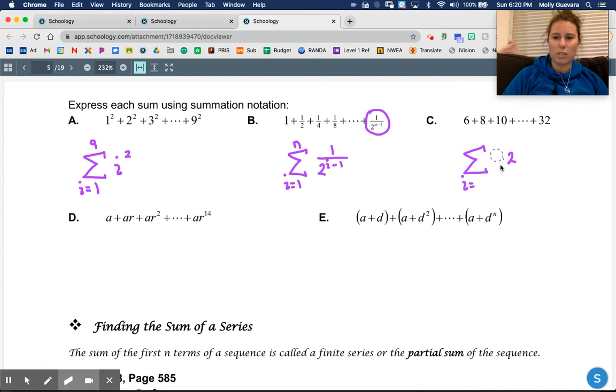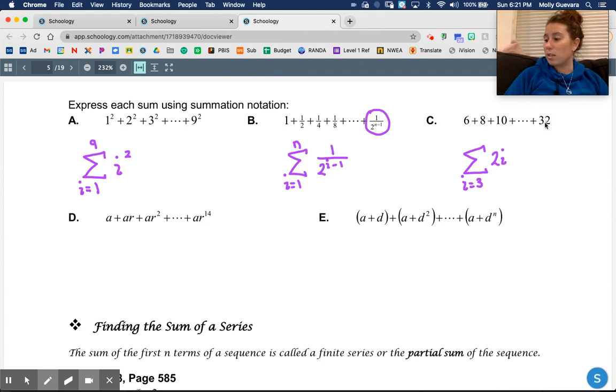And so sometimes we just have to try something and then try it again. Okay, these are all even numbers. So maybe instead of I plus 2, it's 2 times I. And in order to get 6, I would have to be 3. So I would start at 3. And if I is 4, it'd be 8. If I is 5, it's 10. So that works. And then I need to figure out what's my upper limit.